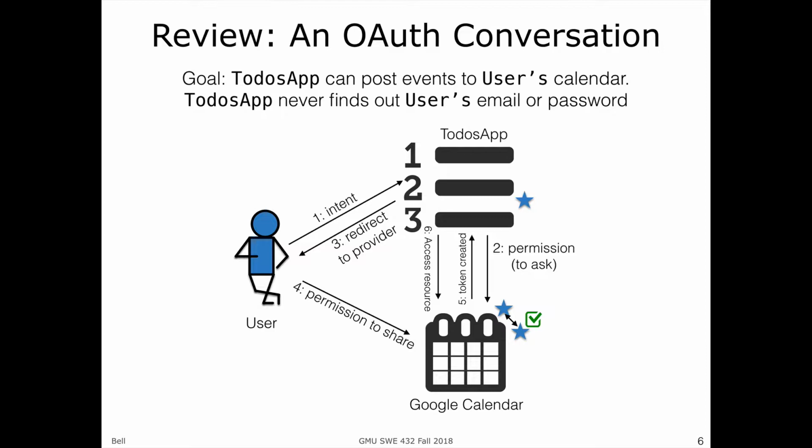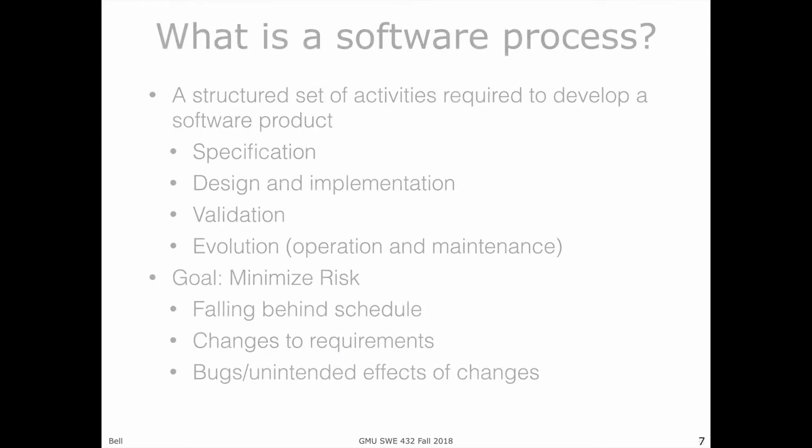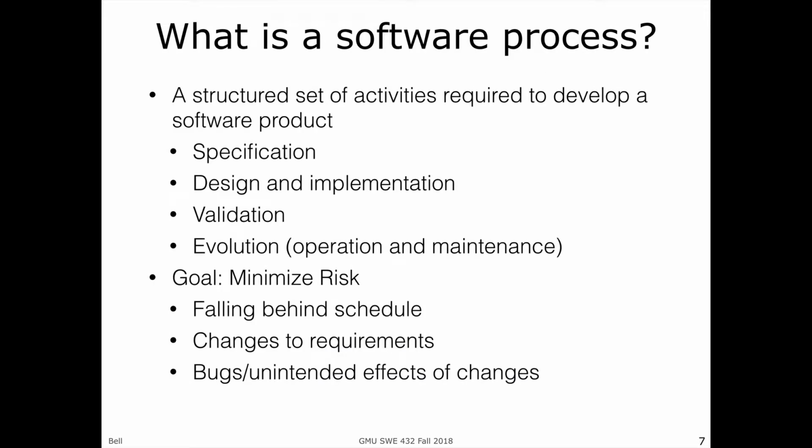Okay, so let's get into today's topic. We're talking about deployment and software processes. So this begs the question, what is a software process? Formally, a software process is a structured set of activities that we take as developers to develop a product.